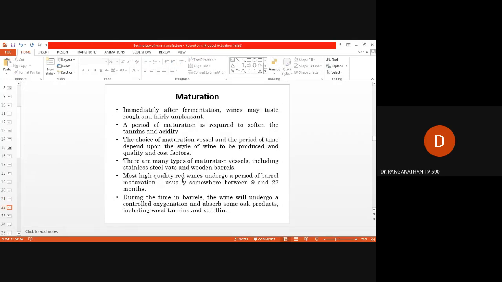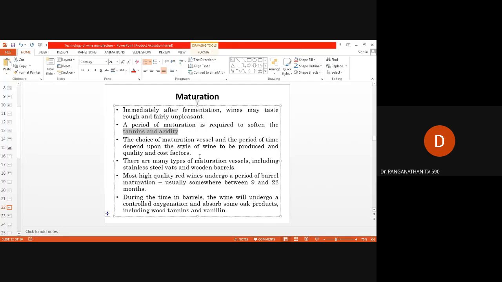This then goes for a further set of maturation. First is the yeast fermentation, or the carbon dioxide fermentation, where alcohol is generated. The next step is malolactic acid fermentation, where malic acid is converted to lactic acid. The third one is maturation, where a further modification of the flavor profile is done. This is to further modify the acidity and the tannin content.